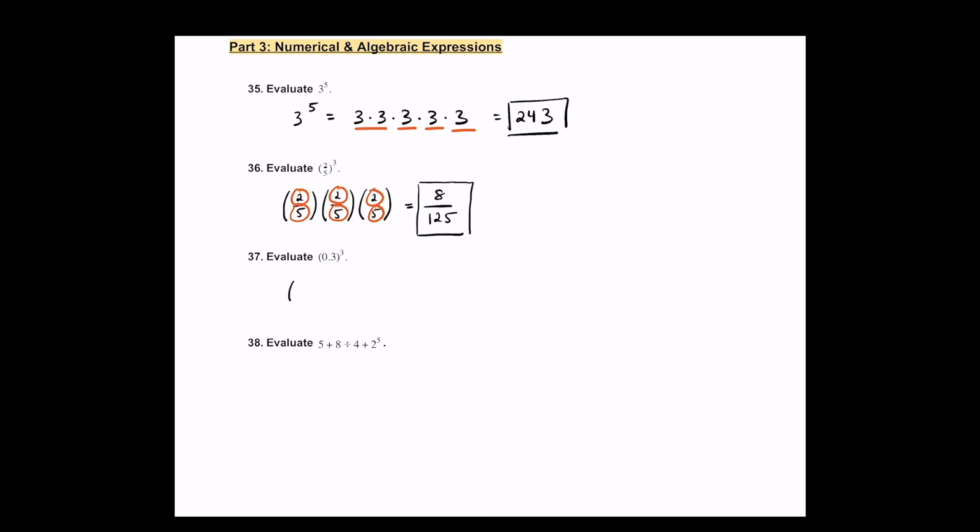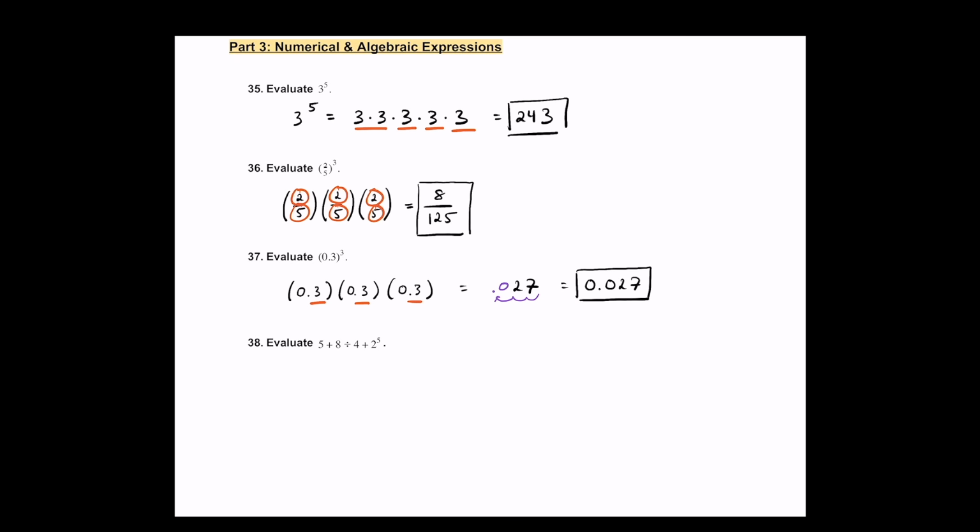For 37, we have 3/10 multiplied by 3/10 multiplied by 3/10. So remember, with multiplying decimals, you can ignore them. So what's 3 times 3? That's 9. 9 times 3 is going to be 27. So 27 is going to be in our answer. But we have 3 decimal places. So 1, 2, 3, right? They each have one. So our final answer here is going to be 0.027, or 27 thousandths.